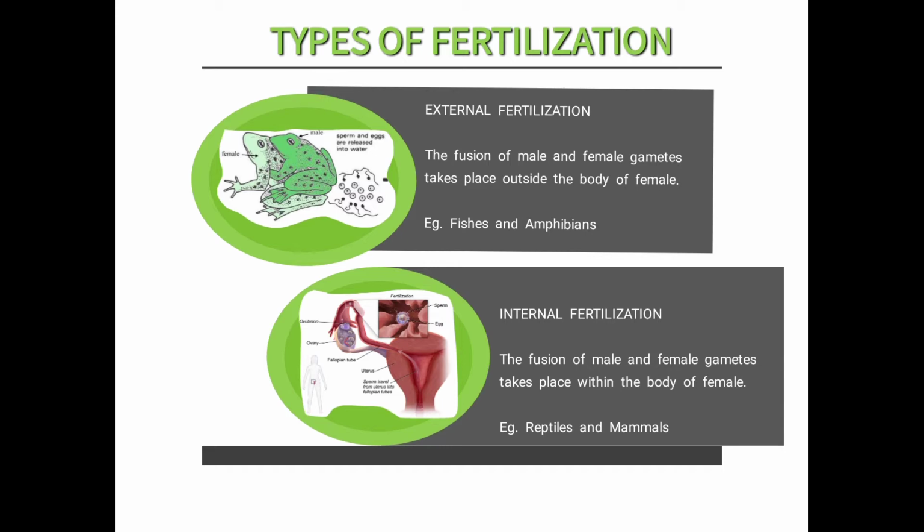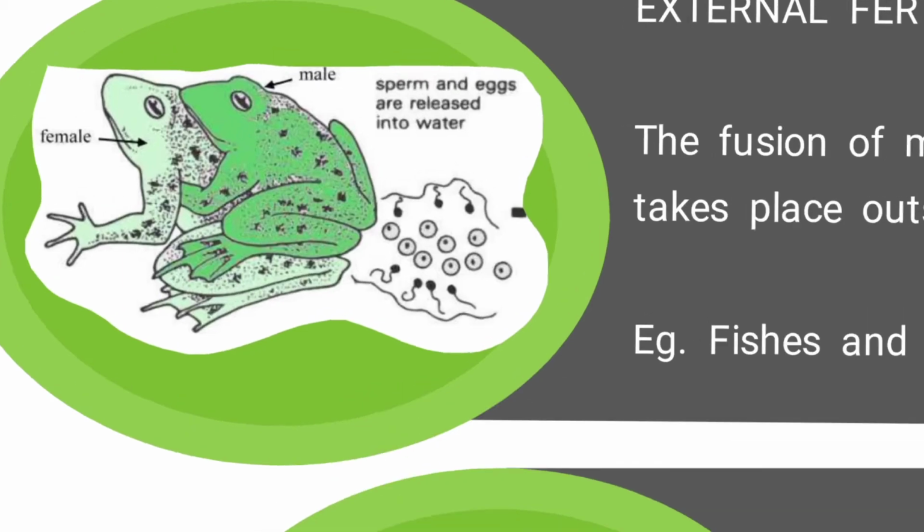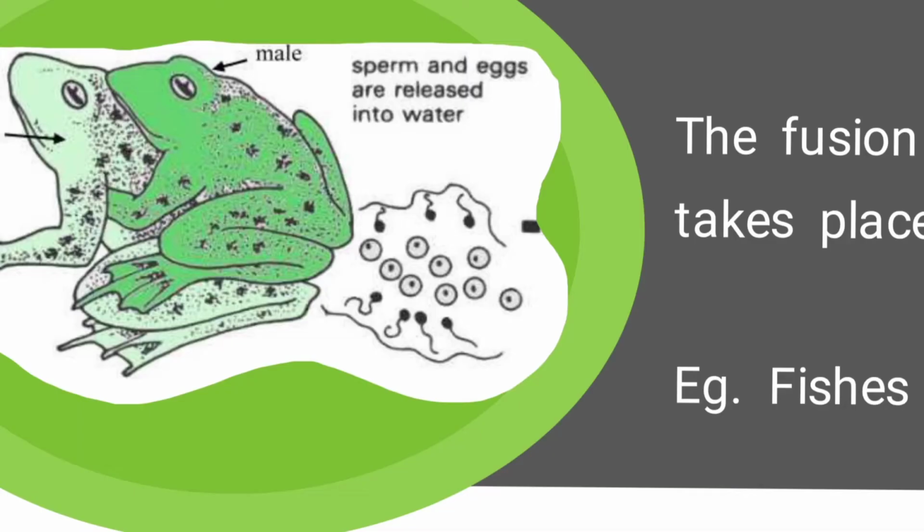So I have given some examples. See here clearly. It will be easy for you to understand. You can see the mating of frogs where the sperm and the egg are laid inside the water. So these frogs are just laying their gametes outside. The male is releasing the sperm outside and the female is also releasing the egg outside. So both the sperm and egg get fused in the water rather than in the body of the female. So here the fertilization is termed external fertilization.